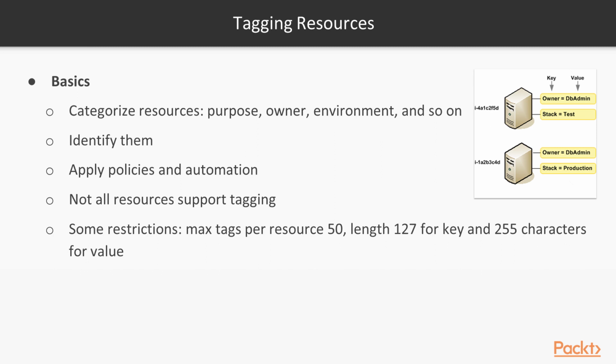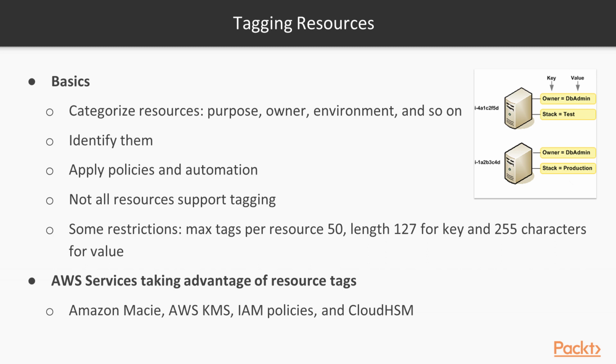However, not all the resources support tagging, most of them, but not all of them. And there are some restrictions for tagging, like the maximum number of tags per resource is 50, and the length for a key and value is 127 and 255 characters respectively. You can see here an example of tagging an EC2 instance. Some services that can take advantage of the resource tags are Amazon Macie that we saw in the previous sections, AWS KMS, of course AWS IAM policies, and CloudHSM. Both AWS KMS and CloudHSM are services that we are going to review in this section.